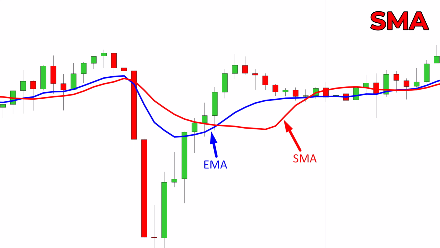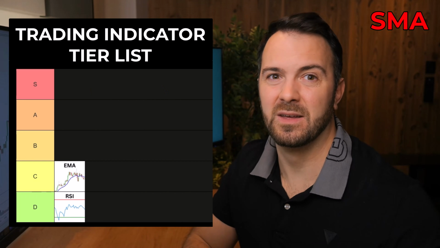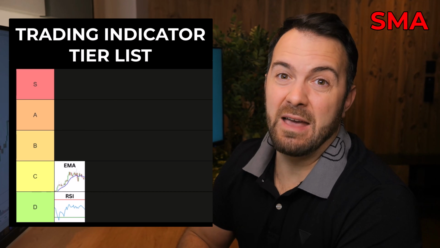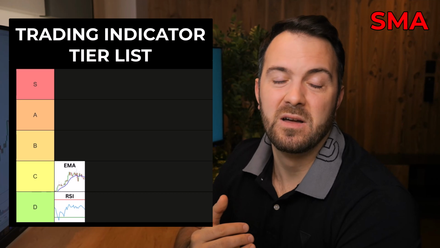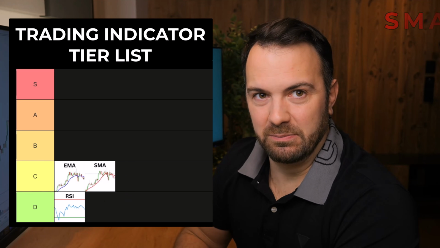Now, this brings me to the SMA, simple moving average. SMA is basically the slower version of EMA. The same idea, just lagging more. In practice, they behave almost the same. And that's why I'll put it in the same tier.